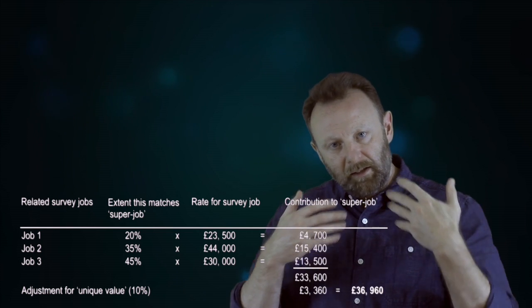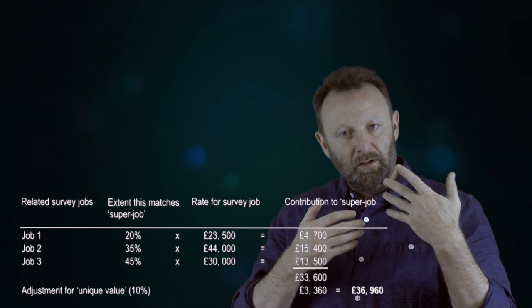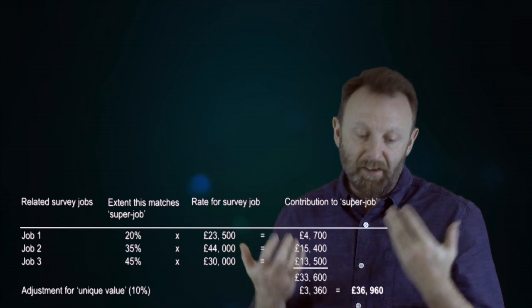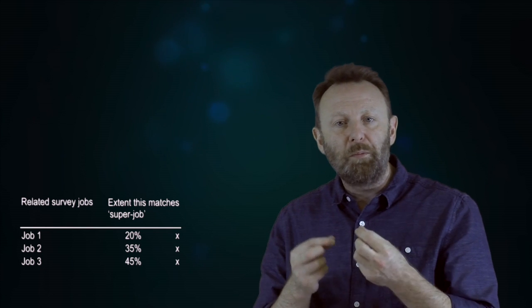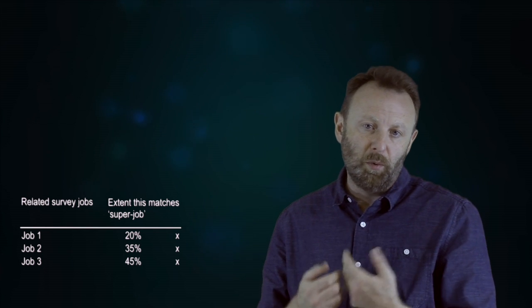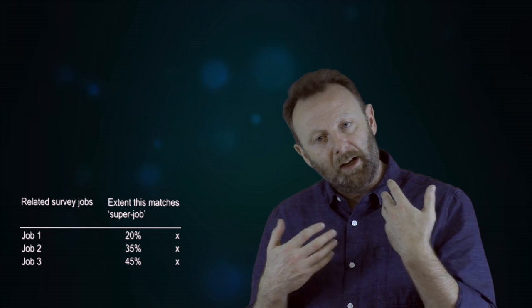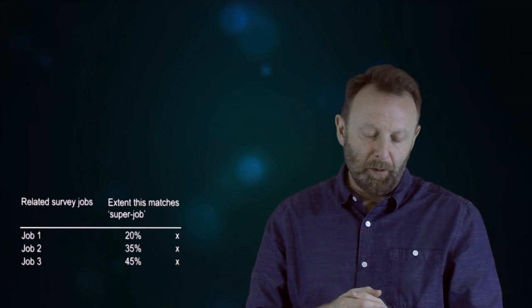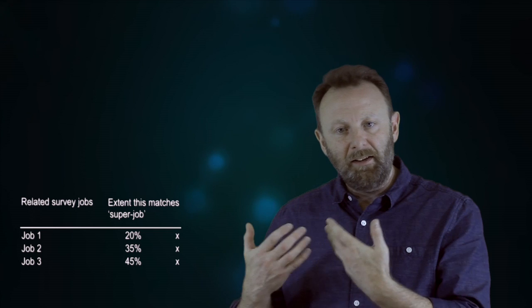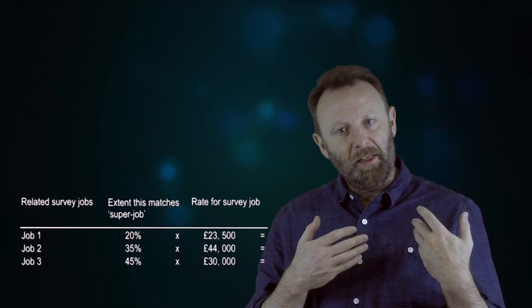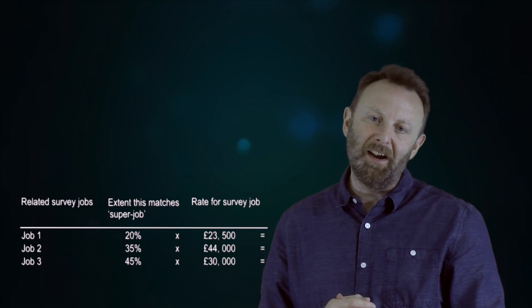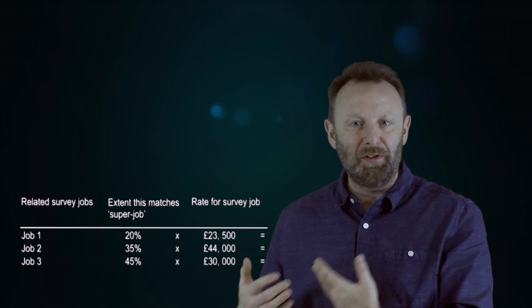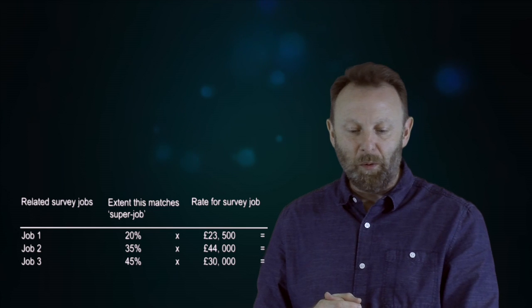So we disaggregate all of those elements of our super job, our unique job. We identify about what proportion of their overall work is encapsulated within those elements, and then we market price each element and then apply the percentages so that we get the shares of market value according to how much of those things they actually do in their work.